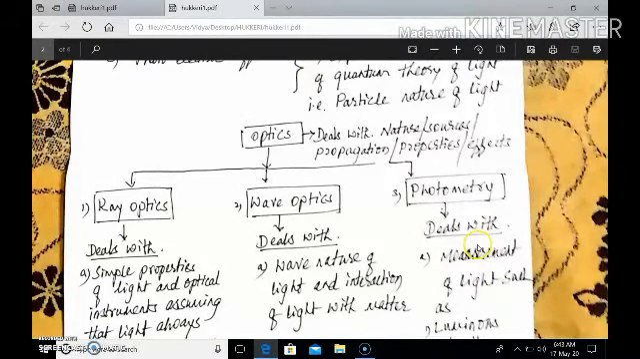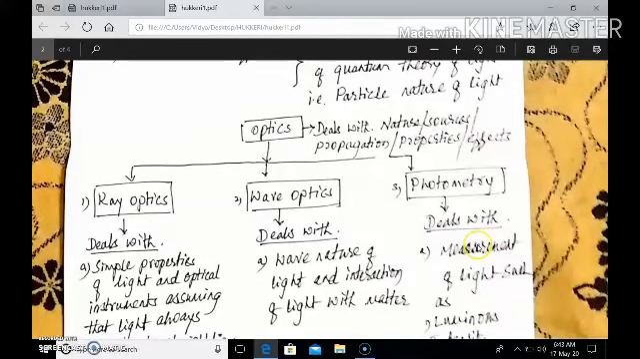Optics. Optics is a branch of physics which deals with the nature and sources of light, propagation of light, properties of light, and effects of light.